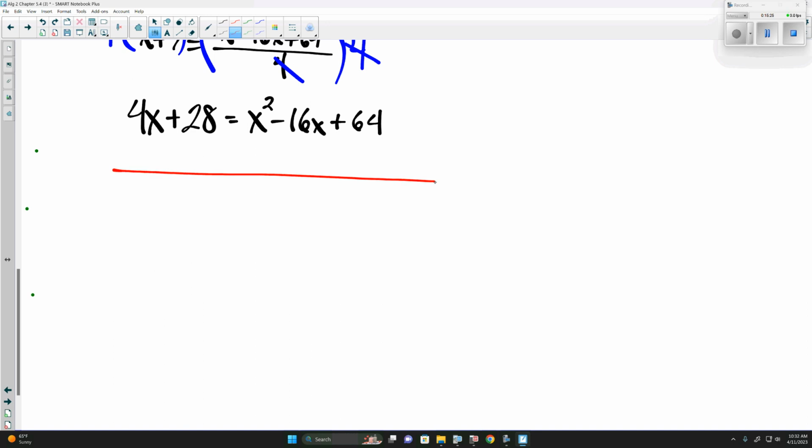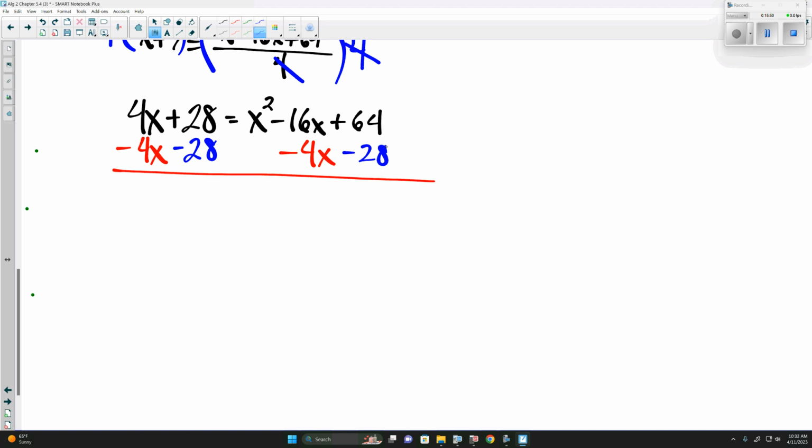Since we have an x squared, we have a quadratic. We need to get this equal to 0. So one of the things we'll need to subtract from both sides is 4x. We can also subtract 28. And again, I believe I've said this in here before.